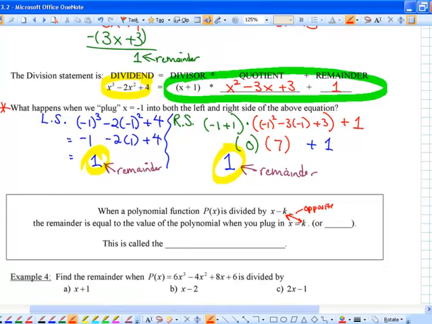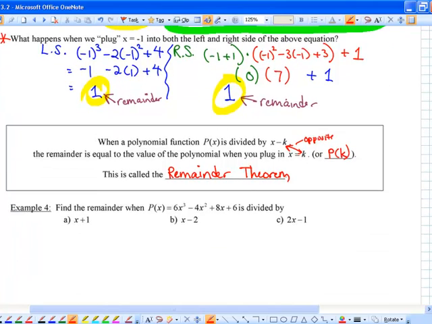Or the notation sometimes people use is p of k. What is this thing called? You guessed it. It's in a box. It's important. It's the remainder theorem. So all you need to do now is go ahead and try to apply the remainder theorem.